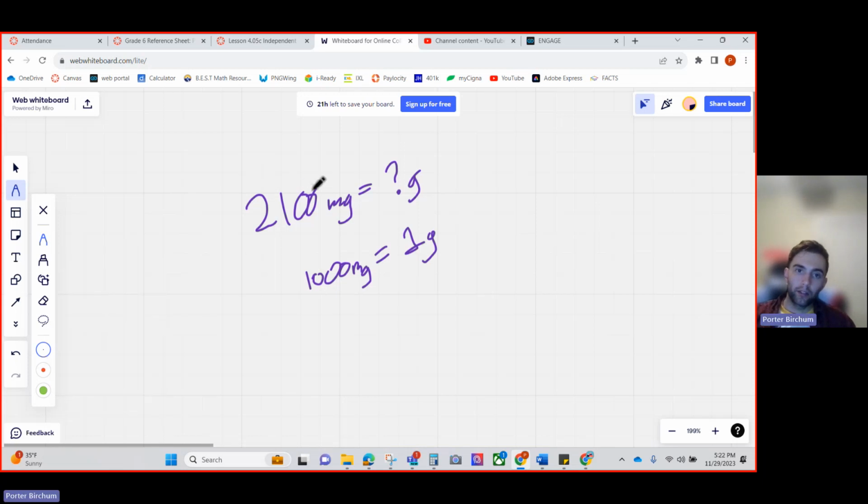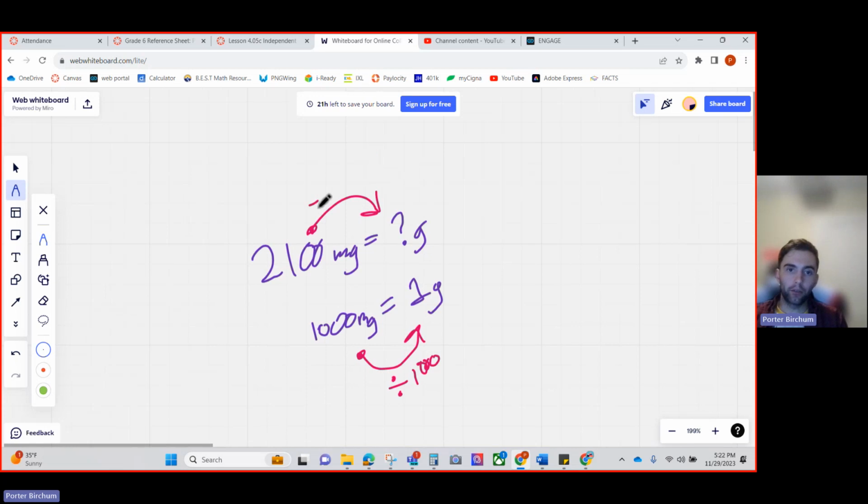We are trying to turn milligrams into grams. What can I do to the number 1,000 to get it to be 1? What multiplication or division strategy can I do to 1,000 to get it to be 1? Oh my goodness, you're right. I can divide it by 1,000. 1,000 divided by 1,000 is 1. Huh, of course. So to turn milligrams into grams, looks like I divide by 1,000.